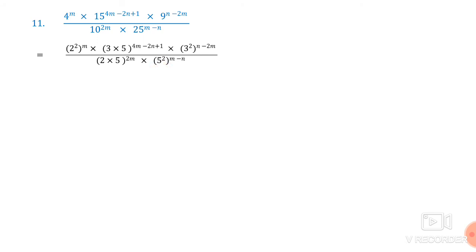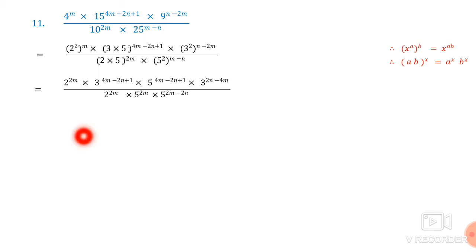Okay, here we can apply two rules at a time. The first rule, exponent over an exponent, can be applied on this term and this term. And this rule can be applied on these two terms. So applying the rules, we have 2 exponent 2m, 3 exponent 4m minus 2n plus 1 and 5 exponent 4m minus 2n plus 1. This whole exponent is applied on this 3 and 5 both.